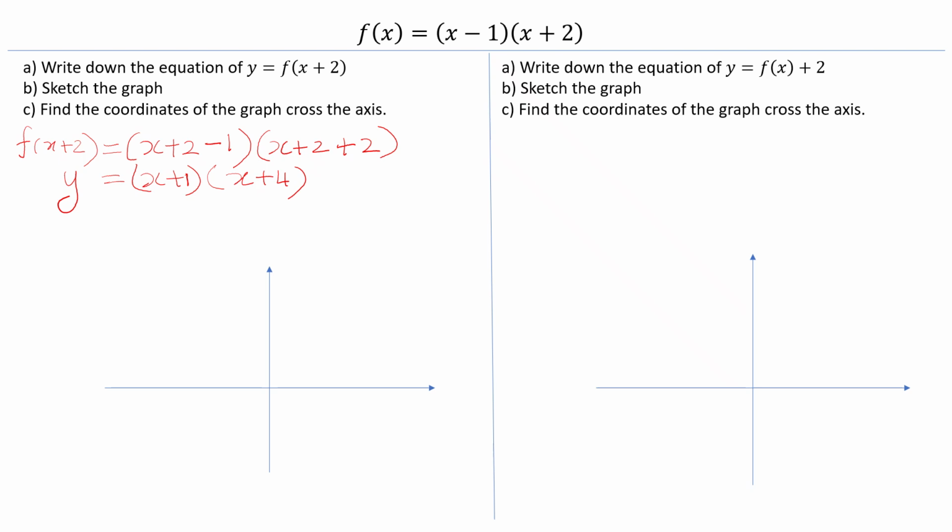Now part B, sketch the graph. When x equals 0, what is the y value? Sorry. When x equals 0, the y value is 1 times 4, which is 4. So the coordinate is 0, 4.